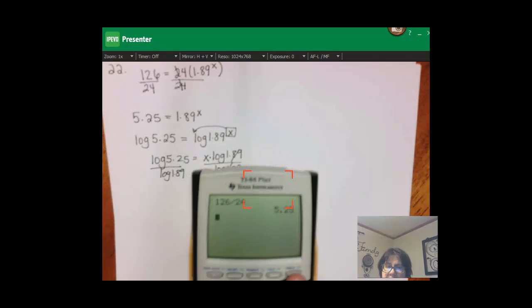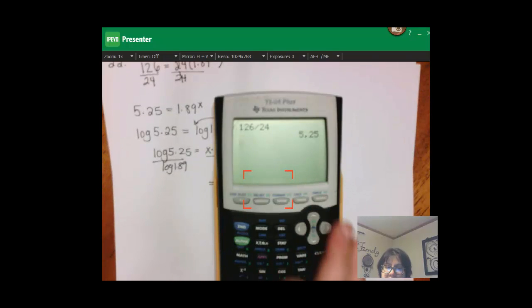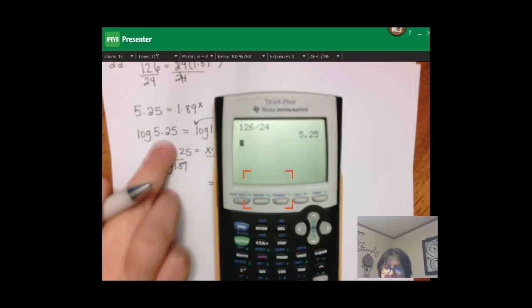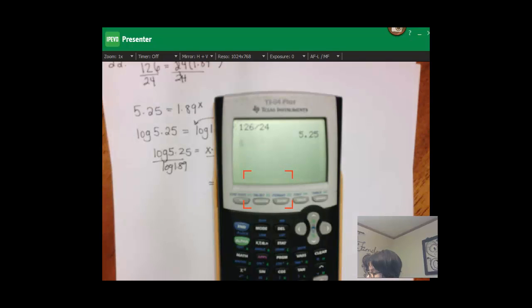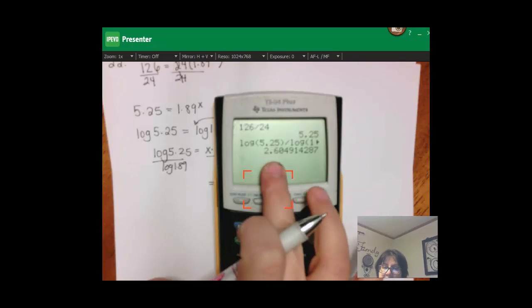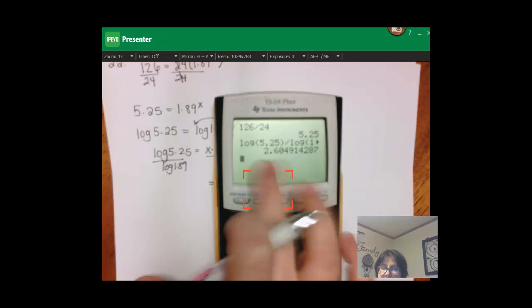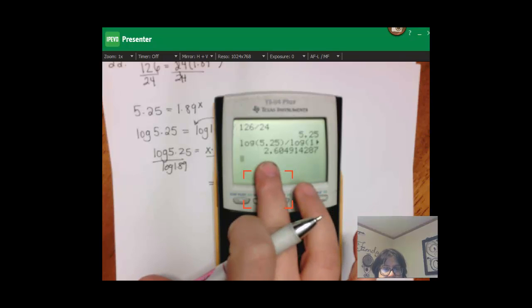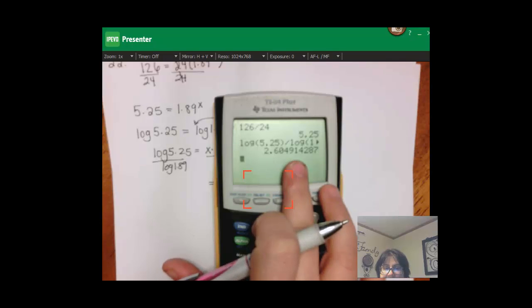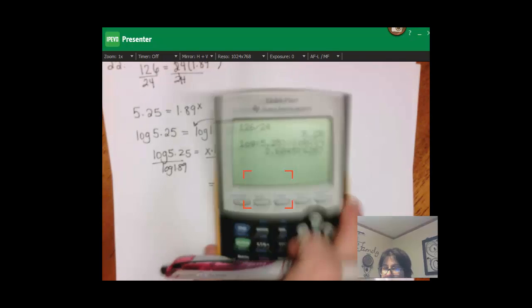Just be really careful, like we were talking about at lunch, that students have this written on their paper, but then they're not careful how they type it in. So just make sure that you type log 5.25, close that parenthesis, divide by log of 1.89. All right, and then 2.60. And then your teacher might have a specific one, how much they want you to round to. I usually just tell my students, if you show your work, then there's not really a question. So 2.6.